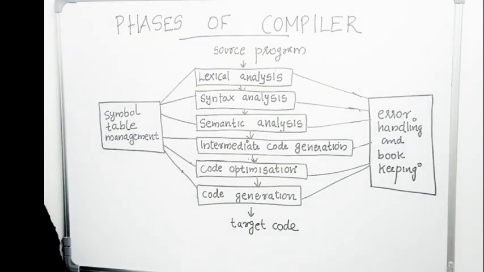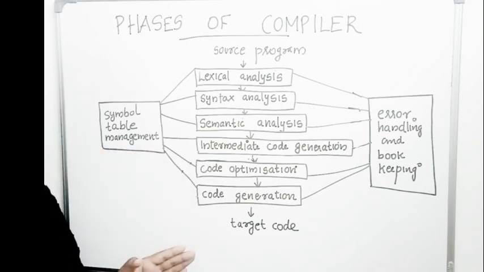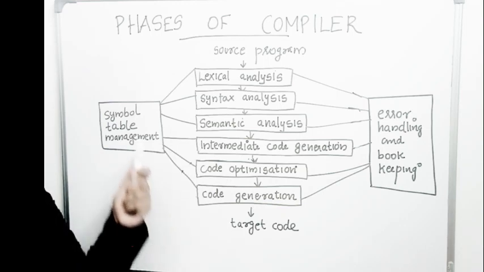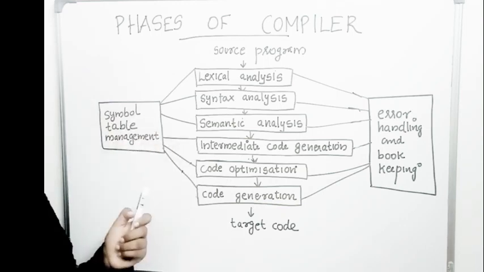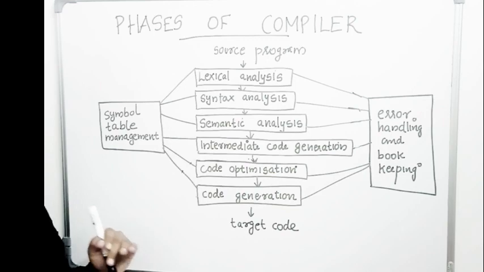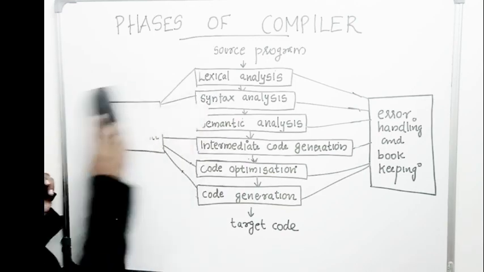Hello all. In the previous video, we have seen the different phases of a compiler. We just had a brief introduction to all the 6 different phases and the 2 supporting utilities. So in this video, we will see the working of each and every phase with a suitable example. So let's do that.